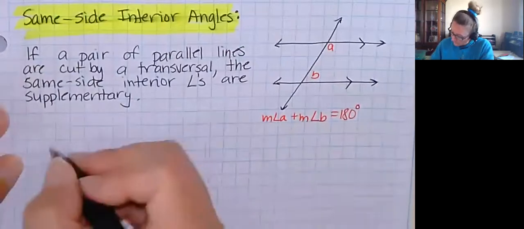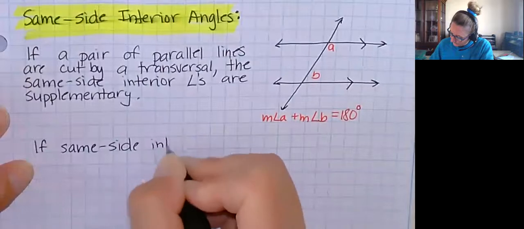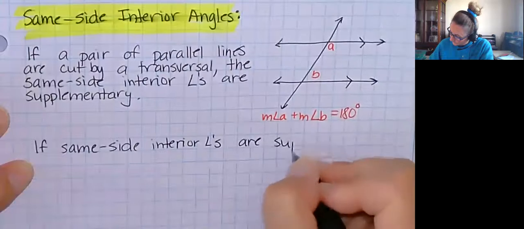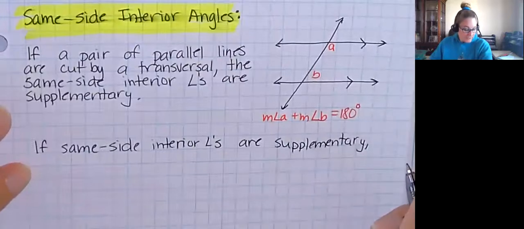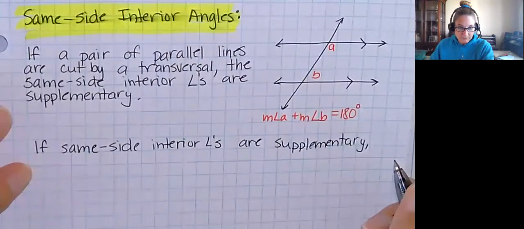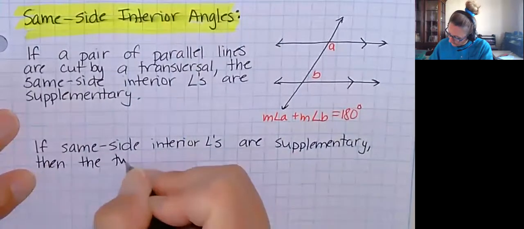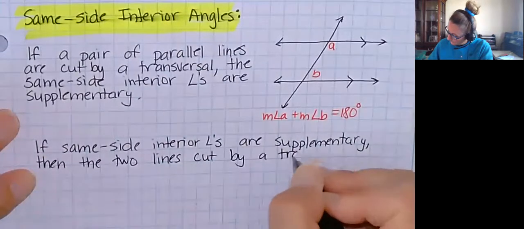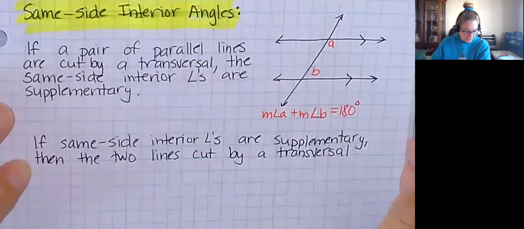We also have the converse. So if same side interior angles are supplementary, then the two lines cut by a transversal that form them are parallel.